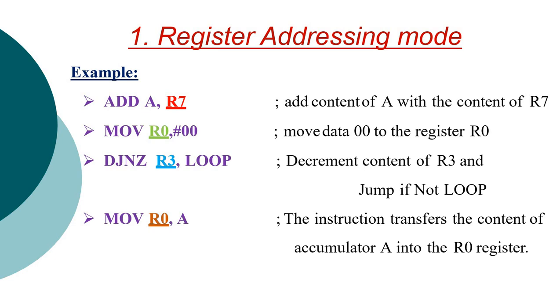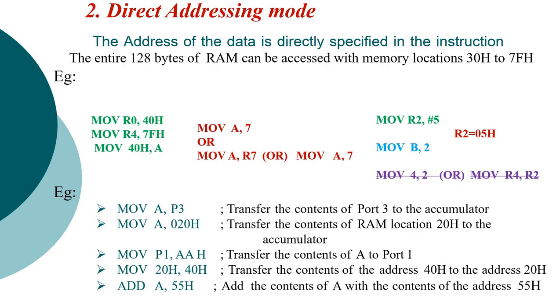Register addressing mode, this is an example. Further, ADD A, R7. Here R7 is a register, and the accumulator is also a register. Or it could be immediate data which is moving to register R0. So these are all valid instructions of register addressing mode.